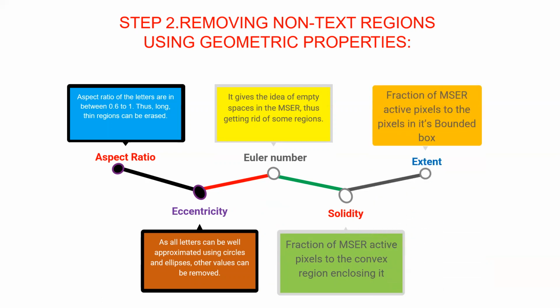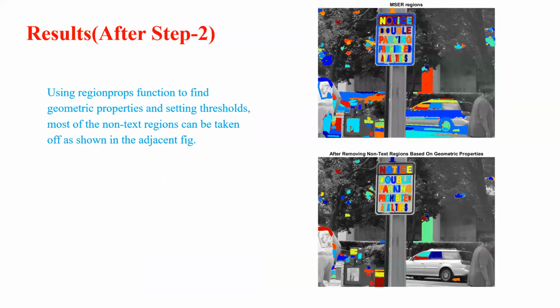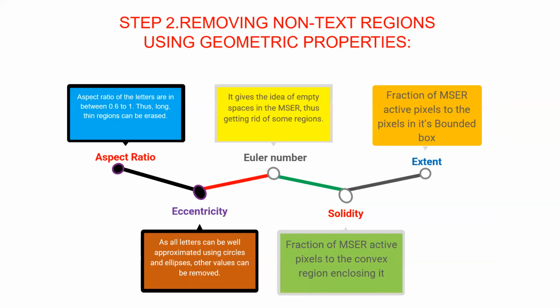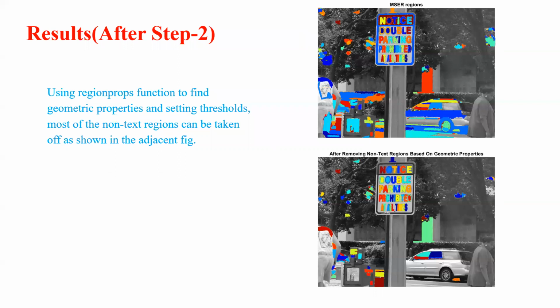Another property is extent. Fraction of MSCR active pixels to the pixels in its bounding box. And this is the result. This is the result after putting thresholds to the geometrical properties. By using a regionprops command in MATLAB, we can identify the geometrical properties, and by setting thresholds, most of the non-text regions can be taken off.